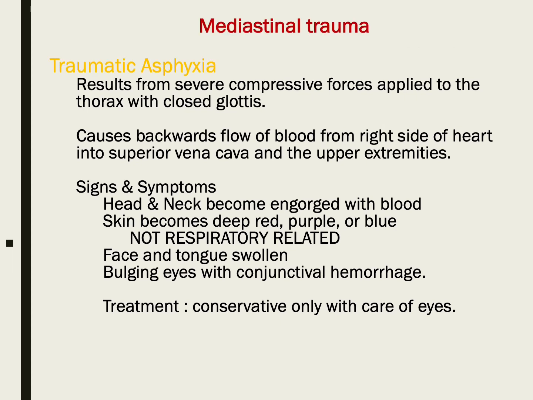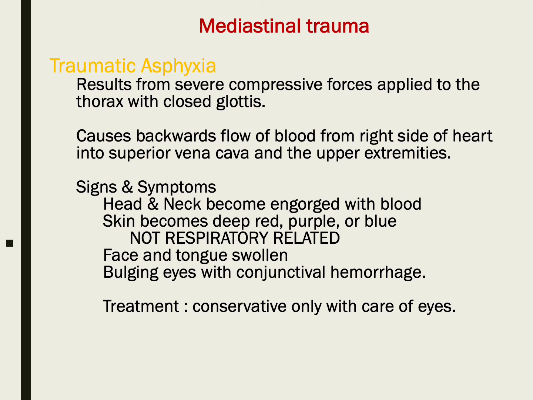So let's move to the mediastinal traumas. And the first thing is traumatic asphyxia. Traumatic asphyxia occurs when there are compressive forces applied to the thorax with a closed glottis. And in this case, there will be a venous congestion from backward flow of the blood from the right side of the heart into the superior vena cava and the upper extremities.